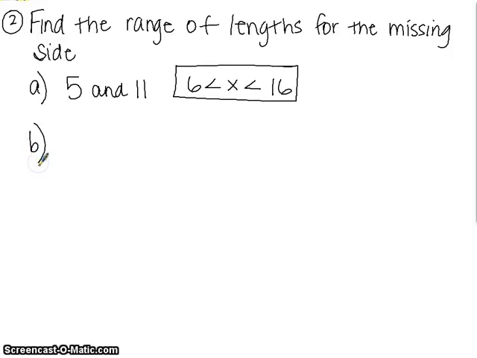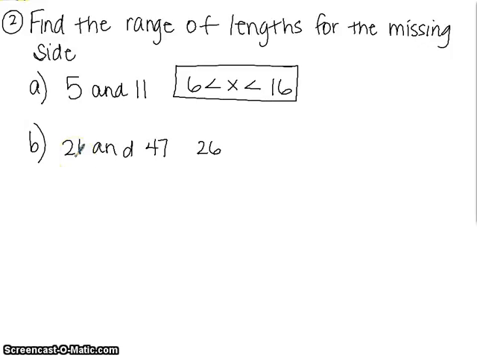Okay, so let's try this again just to practice. So let's say we have 21 and 47. Okay, so again, we want to figure out the range of lengths. Okay, so 21 and 47, to get the lower boundary, we're going to subtract them. 47 minus 21 is what? 26. Then to figure out the upper boundary, we're going to add them.